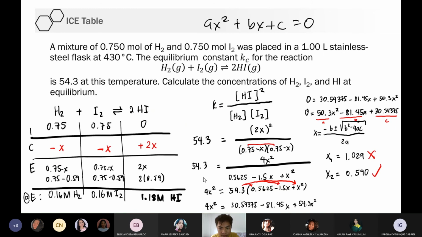If you have two X's, no, dalawang X na ma-solve mo because of the quadratic equation, you have to choose which of the two X values will make sense. Paano natin ma-determine kung magme-make sense yan? Number one is that if it will give negative concentration, then it is not the correct X value. We have to choose the other one. Yun yung nangyari sa case natin. If I choose 1.029 dito, may negative yung concentrations ko. And that's not good.